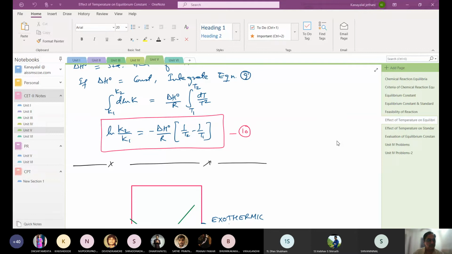धैर्य पटेल, हो गया क्या? सो रहा है। खुशी? सो रही है। प्रणव पवार?